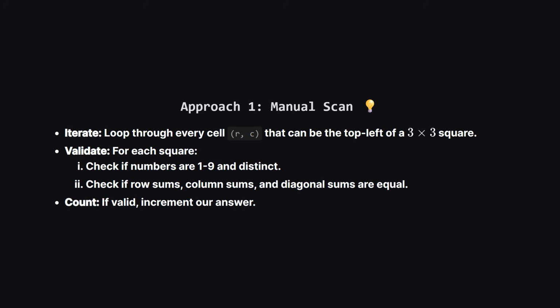The first approach is what we call a manual scan or brute force. It's the most intuitive way to solve this. We just write a loop to visit every possible top left corner. Then, for each corner, we write a helper function that does the heavy lifting. It checks if the numbers are valid, and then literally adds up every row, column, and diagonal to see if they match.